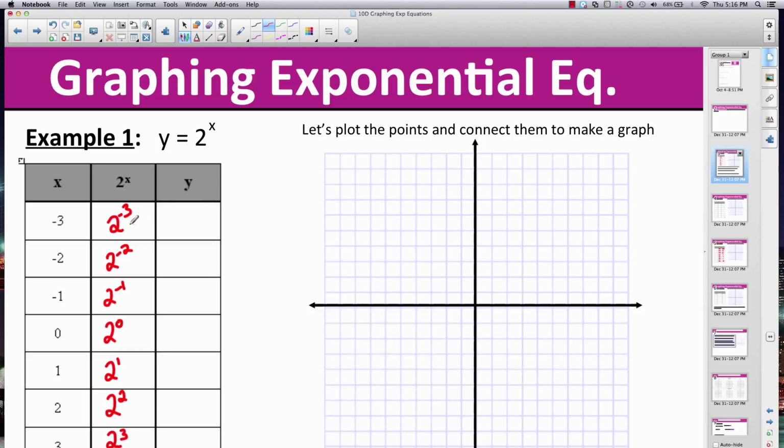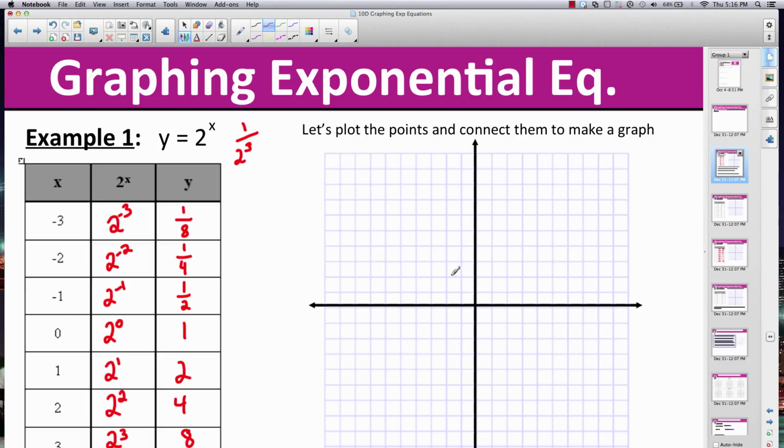Okay. 2 to the -3rd, well, that's the same thing, and I'll just put that over here on the side. That's the same thing as 1 divided by 2 to the 3rd, and that's 1/8. 2 to the -2nd, well, that's the same thing as 1 divided by 2 to the +2nd. That's 1/4. This would be 1/2. Anything to the 0 power is 1. 2 to the 1st is 2. 2 squared is 4. And 2 to the 3rd is 8.